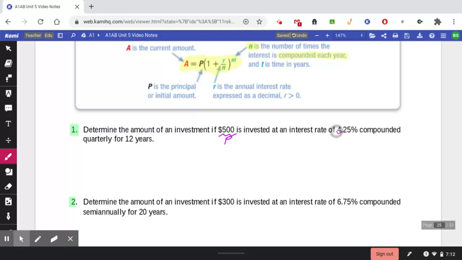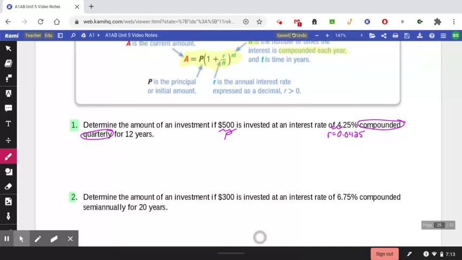So remember, we move this to the left too. So our R value is 0.0425 as a decimal. Compounded quarterly, okay? Compounded quarterly means that it's going to compound 4 times a year. So we say that our N value would be equal to 4. Over 12 years, that would be T is equal to 12. So we can plug this into our formula.